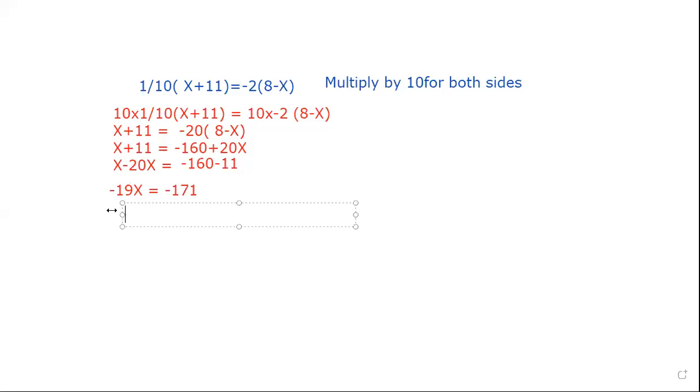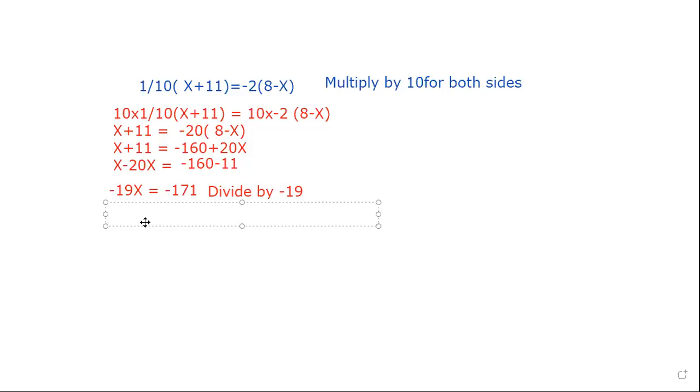Negative 19x equal negative 171. So it will be, yes, Rashwan? Negative 19 over negative 19. Okay, which means we are going to divide both sides by how many? Negative 19. Okay, so divide by negative 19. Why negative 19, Ahmed? Why will we divide by negative 19? To remove negative 19x, so it becomes only x.